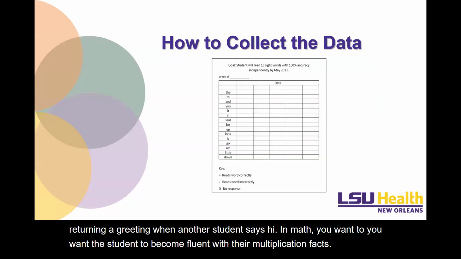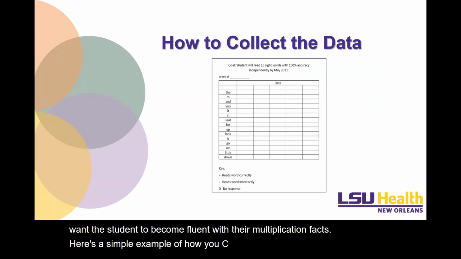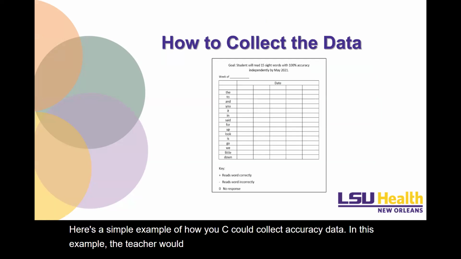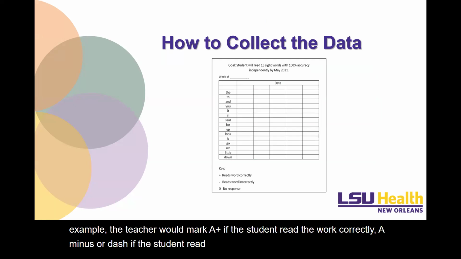Here's a simple example of how you could collect accuracy data. In this example, the teacher would mark a plus if the student read the word correctly, a minus or dash if the student read the word incorrectly, or a 0 if the student did not respond.